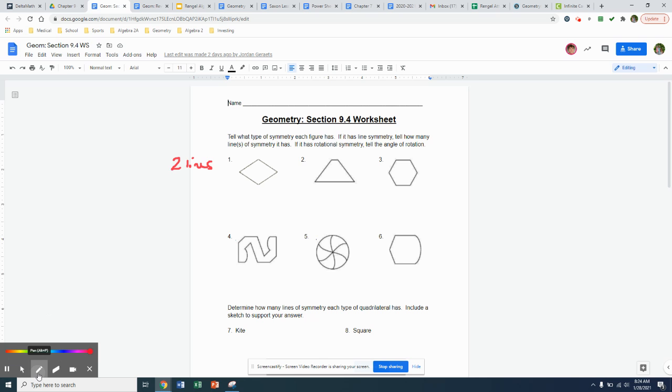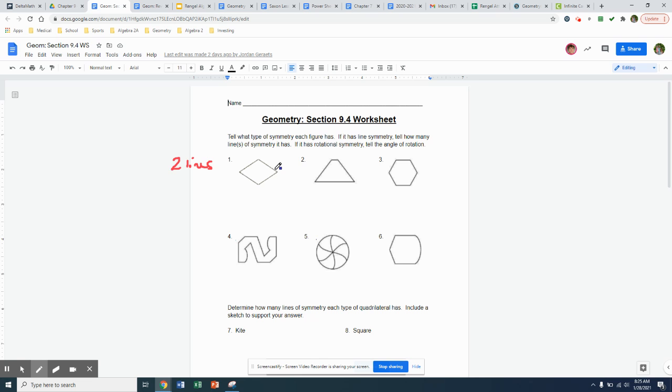Next is rotational symmetry. So rotational symmetry is anytime you can rotate the figure, and then as you're rotating it, it's going to match back up to what it was originally. Now the one little stipulation is if you have to rotate it all the way 360 total degrees, then it doesn't have rotational symmetry, because all you did is just rotate it around and it's right back to where it started. So that doesn't count.